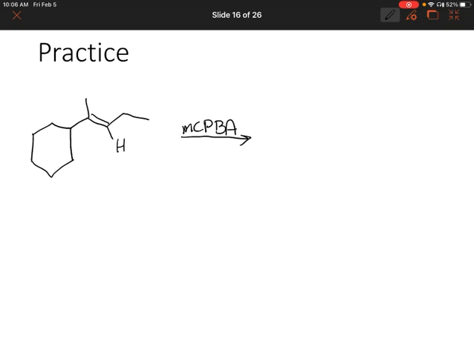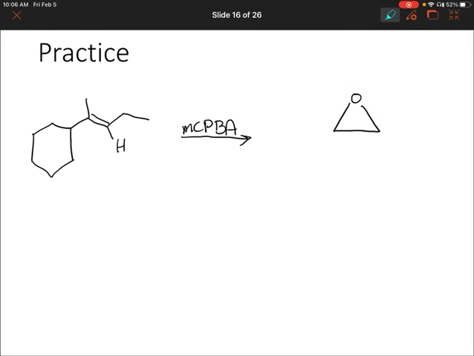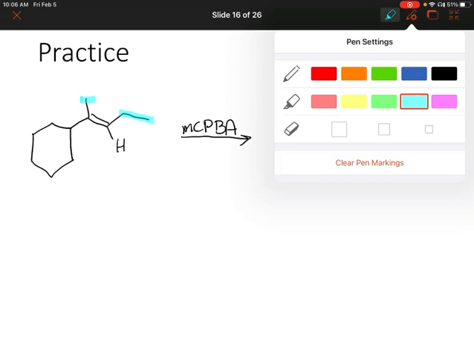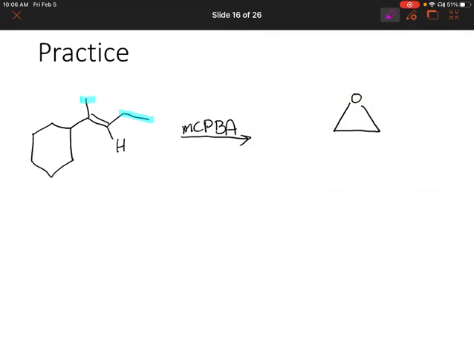Okay, so let's see what we get here. So I'm going to draw my epoxide. Okay, and then let me look at my substituents here and see what's cis to each other. So it looks like our methyl group and ethyl group are cis to each other. And then this cyclohexane group and hydrogen are cis to each other.